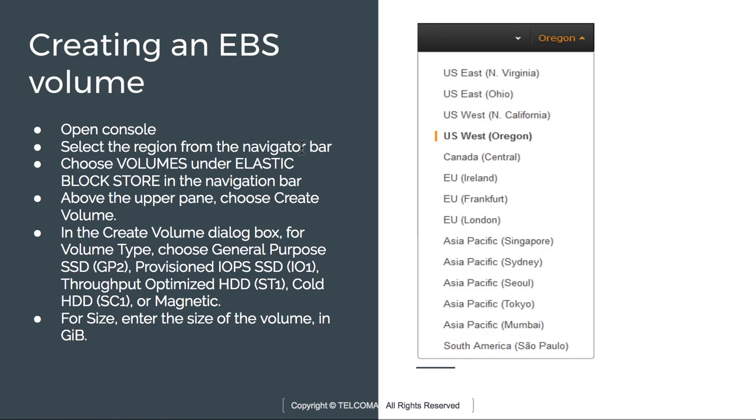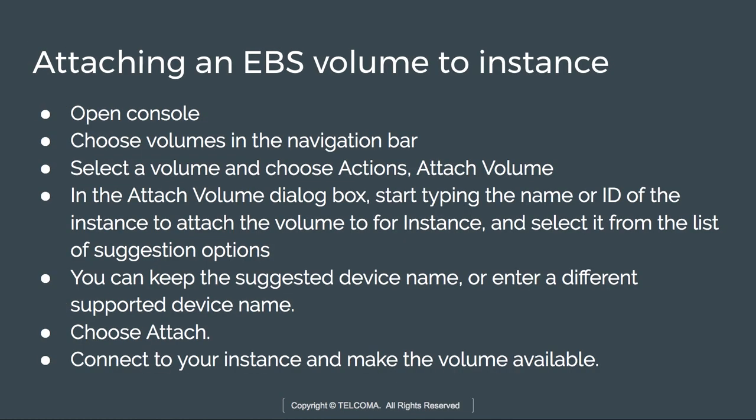In create a volume, we have to choose the type of the volume, like we have discussed general purpose SSDs, provisioned IOPS SSDs, IO1, or throughput optimized SSD. So this is how to create. In our practical classes, we will discuss how to create an EBS volume.